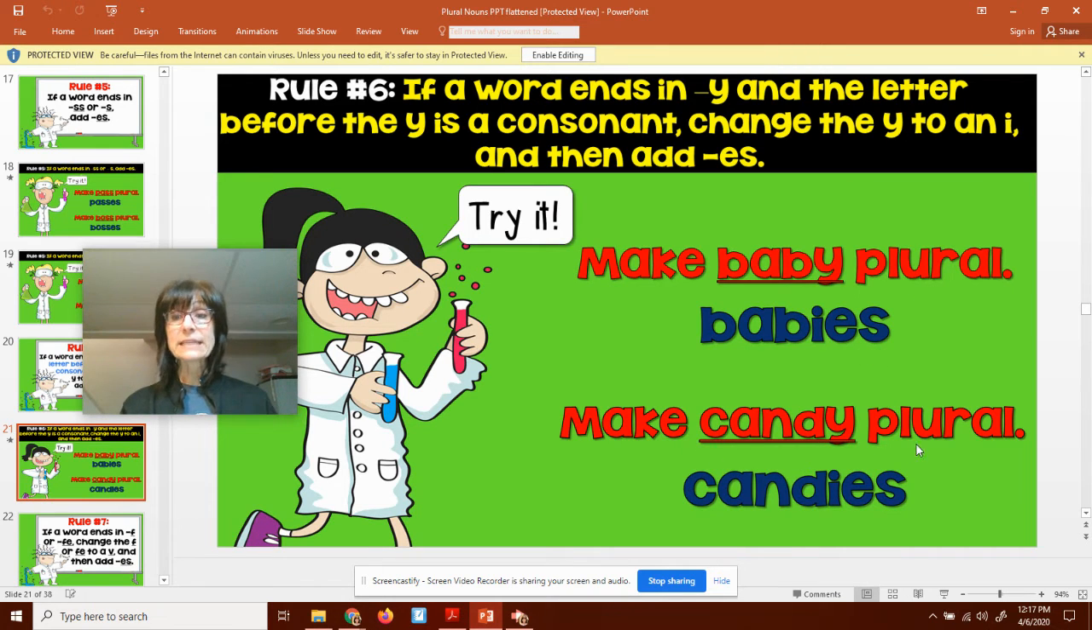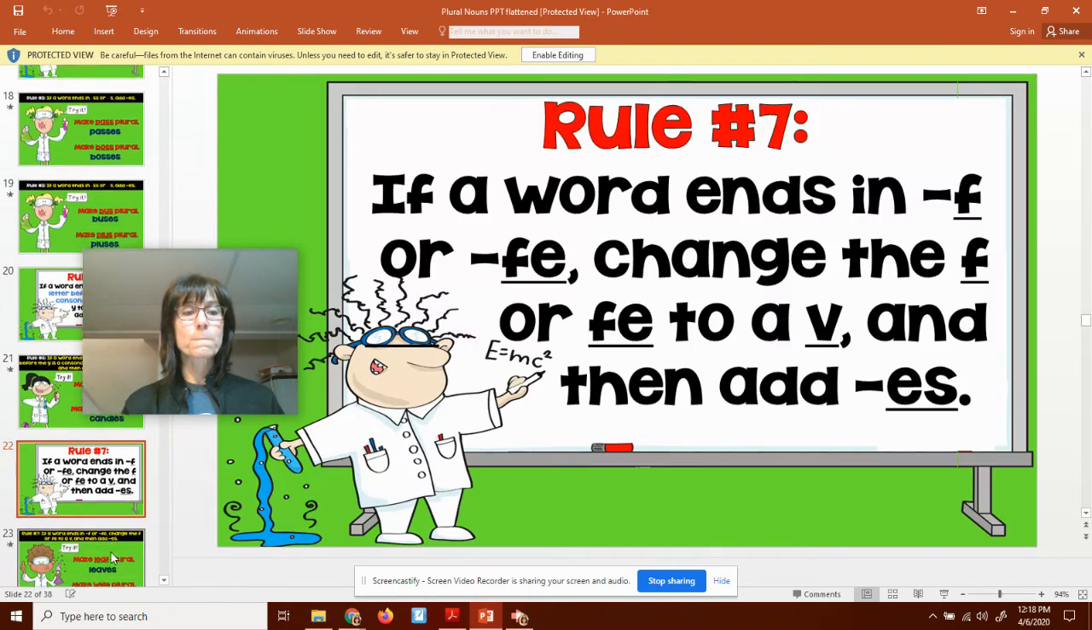The same would be candy. Candy, let's drop the Y and have I-E-S. More than one candy is always better, right? Let's look at our next rule.